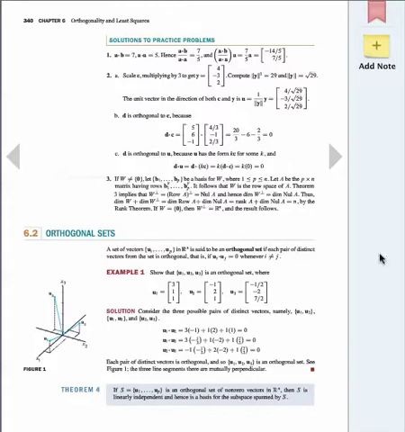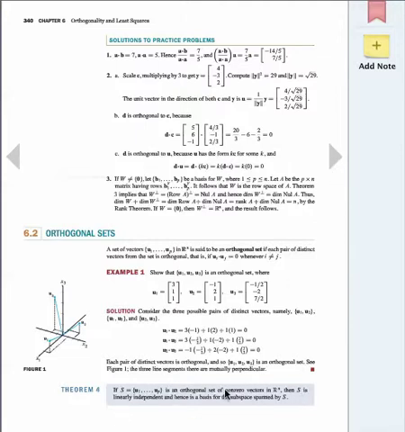So, the definition of an orthogonal set is right here in the beginning of the section. That's one to know, that's one for the books. Example 1 is showing that a set is orthogonal. This is pretty basic. Now, theorem 4 is kind of interesting. Make sure you understand what that's saying.